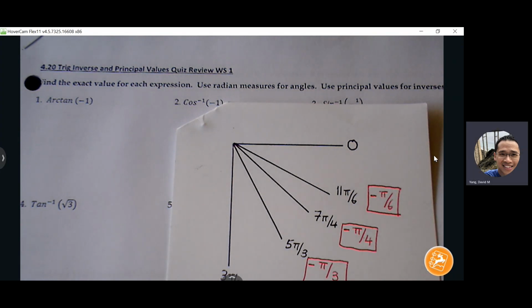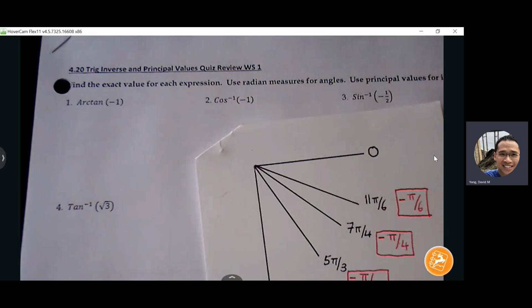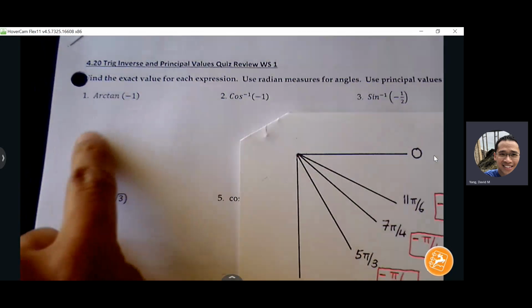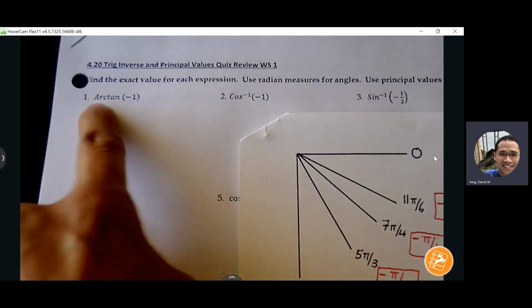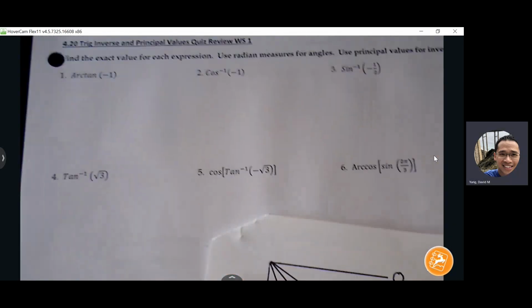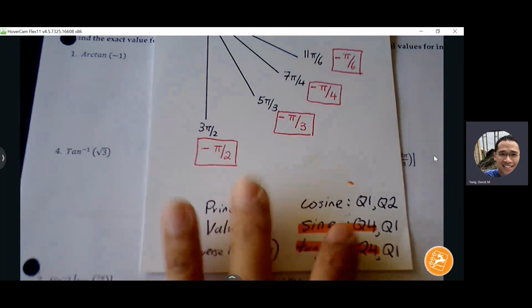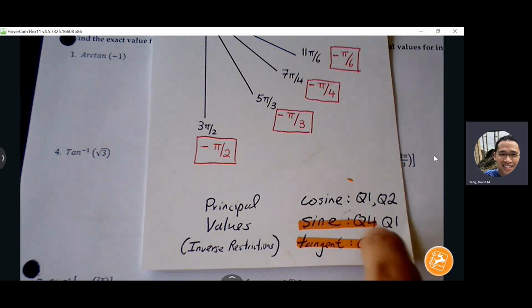Okay, so the direction says find the exact value for each expression. Use radian measures for angles. And it says use principal values for inverses. So principal values, as a reminder, we know we're going to be involving principal values if you ever see uppercase A or uppercase C, right? So these are all going to involve principal values.